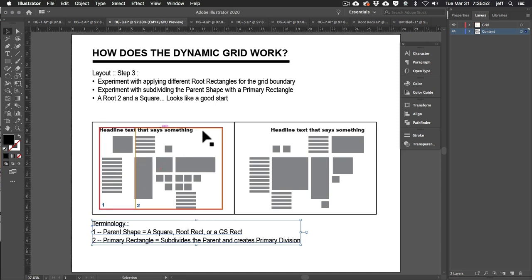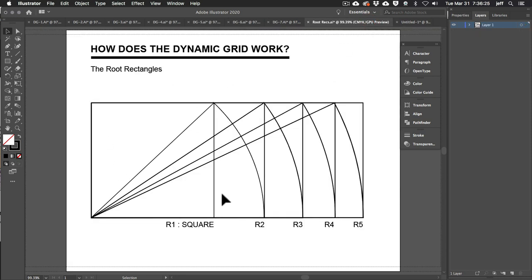And then I have to look at my design and I go, well, how could I divide that shape? Could I divide it vertically or could I divide it horizontally? So in my case here, I decided I was going to divide it vertically, and I chose a square as my second shape, which is now my primary rectangle. So I have a parent shape and a primary rectangle. So you go back to your root rectangles, and we decided that a root 2 rectangle was going to be our parent shape, and a square was going to be our primary rectangle.